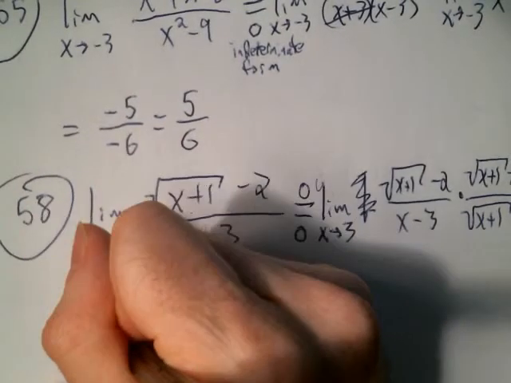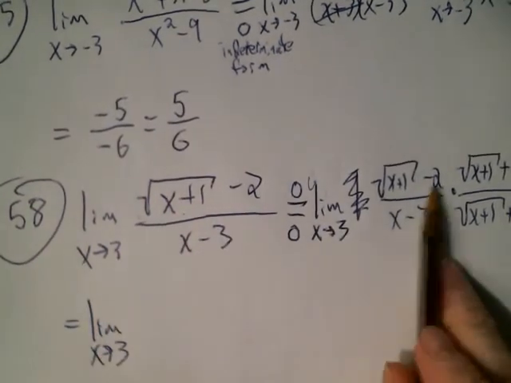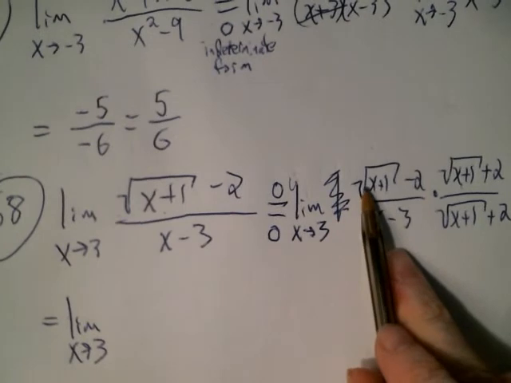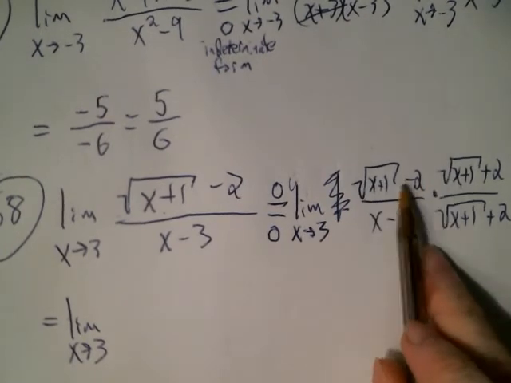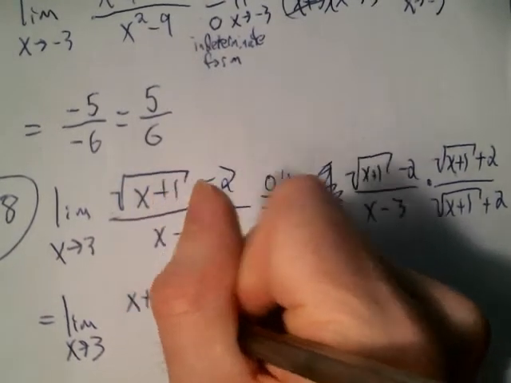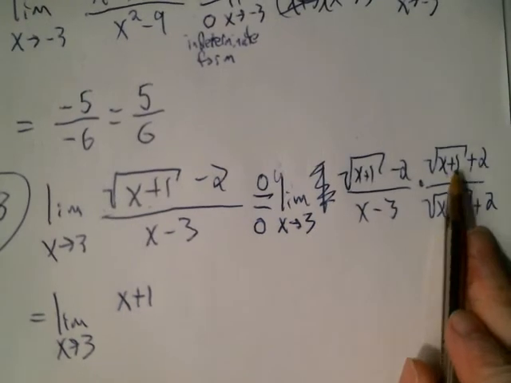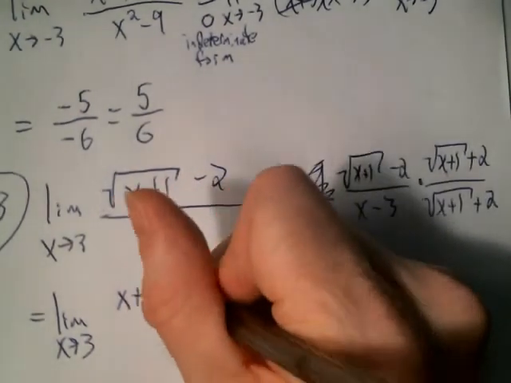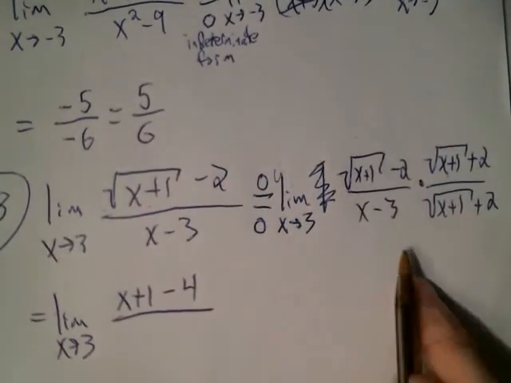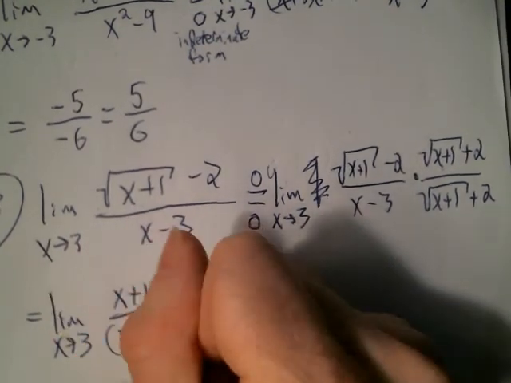So this will equal then the limit as x goes to 3 of, and I want to FOIL these guys out. So the square root of x plus 1 times the square root of x plus 1. The square roots go away, I got x plus 1. The inner and outer terms will add to 0, and then the last term's -4. Downstairs, I'm not going to multiply that out, and you'll see why here in a second.